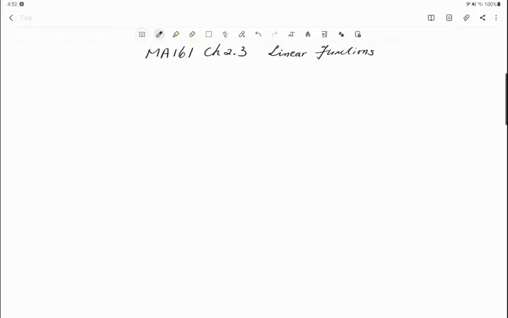Chapter 2.3, linear functions. A linear function is a linear equation, so the graph of a linear equation is a straight line. On the x-axis and y-axis, this is the linear equation. For each straight line, whenever we have 2 points, we connect these 2 points, and this will make a straight line.